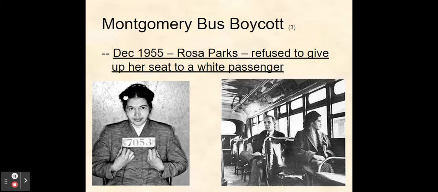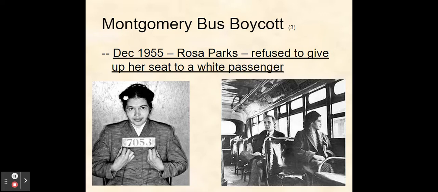Now, here's how it went. There was a line in the buses that separated the African American section from the white section. That line could be moved as more and more people got on the bus. So when Rosa Parks got on the bus, there wasn't anybody on there, and when she sat down, she sat in the African American section. But as she kept on her ride, more and more white people got on and they moved the line, so that she was in the white section now.